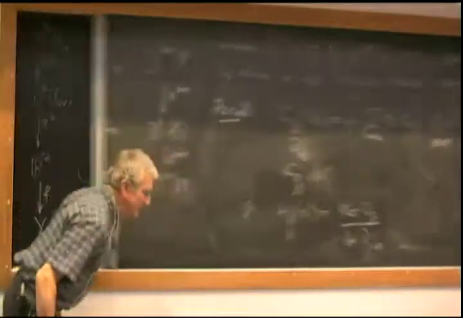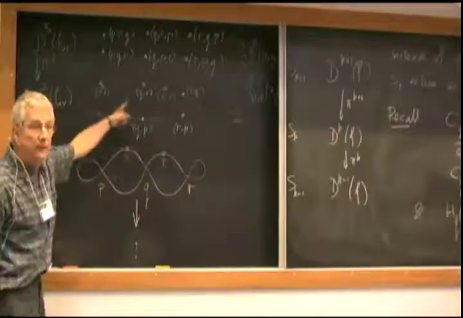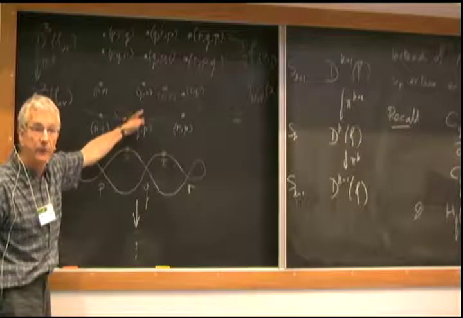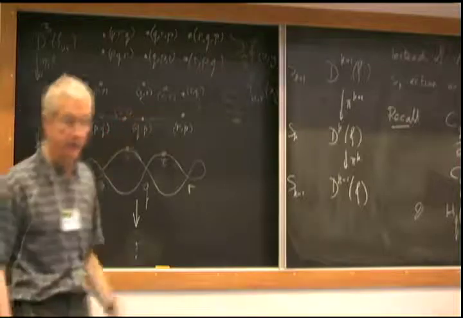So let's have a look at, let's draw one here. Let's find an alternating one chain here.